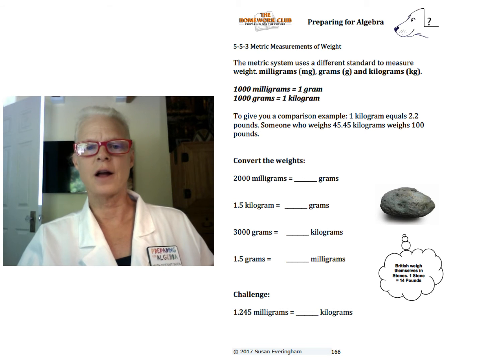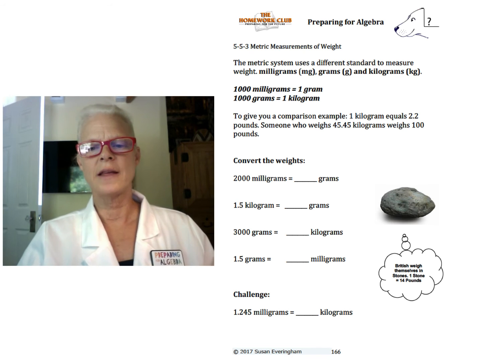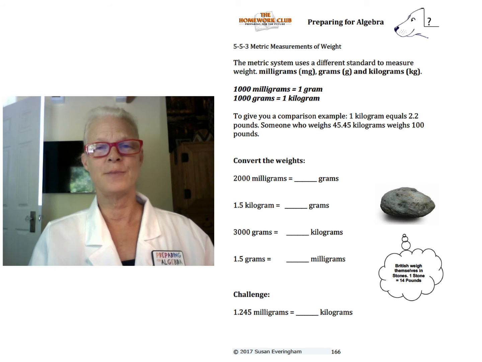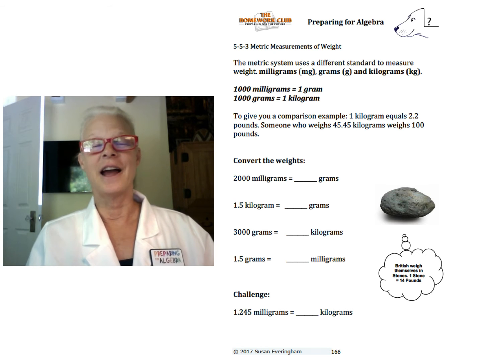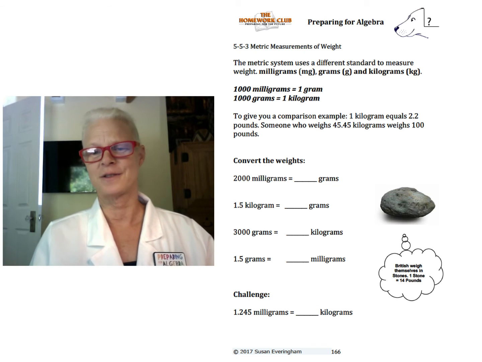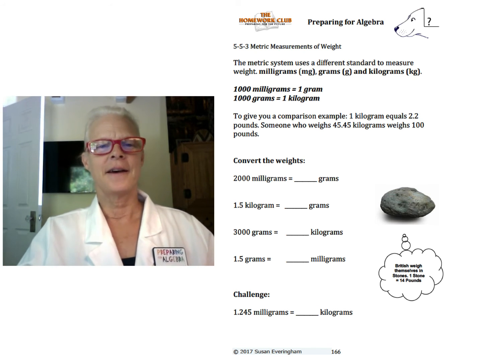C6 in Preparing for Algebra. Just a fun little note here in the bubble. Did you know that British weigh themselves in stones? 1 stone equals 14 pounds. I don't know if it's to get away from the whole I weigh 150 pound thing, but yeah, so some people weigh 6 stones or 7 stones, or in my case, more than 10 stones.